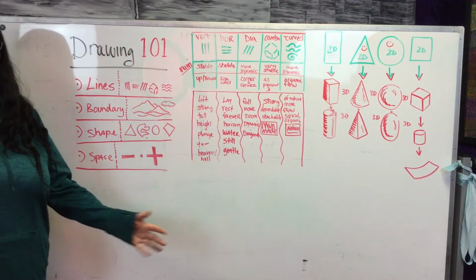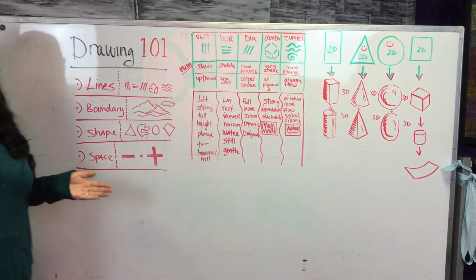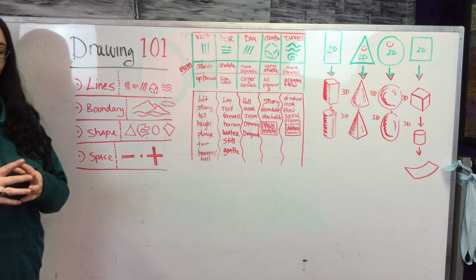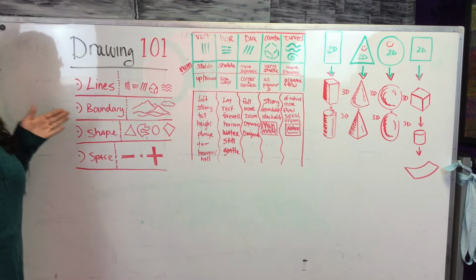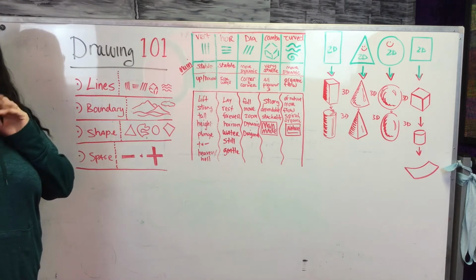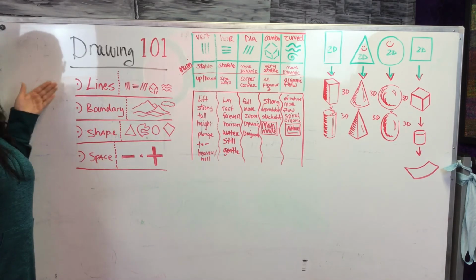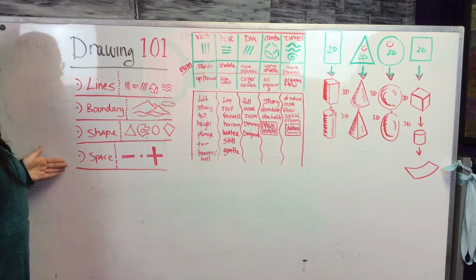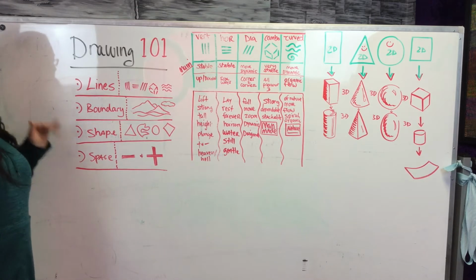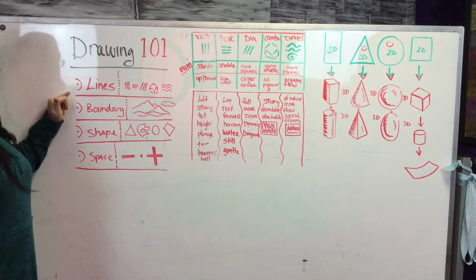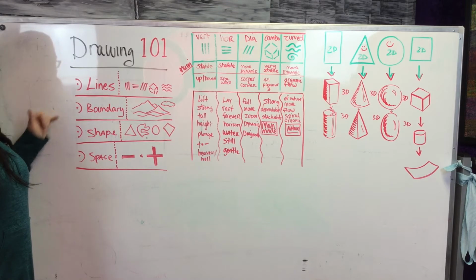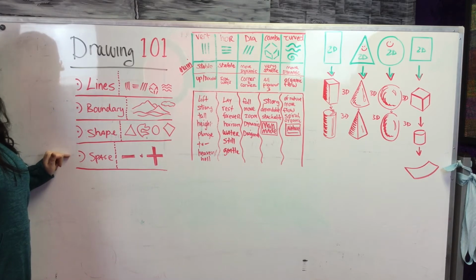Be your instructor today. Today we're going to be looking at drawings. This is a little breakdown of Drawing 101. Some of the things that we're going to be attacking today in our learning are lines, boundary, shape, and space. We're going to focus mostly on lines, shape, and boundaries, and we'll start to touch on space a little bit.